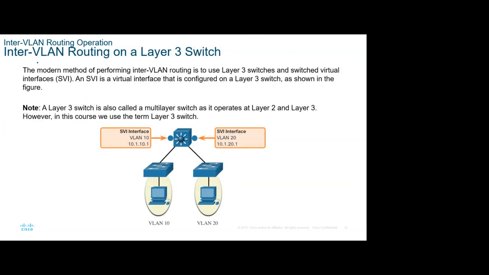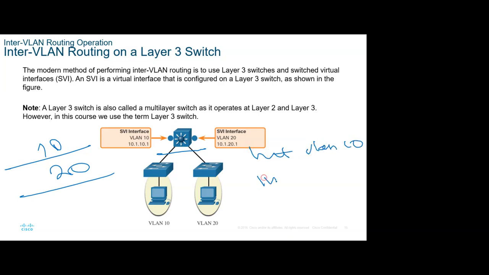Then we have the third one, which is inter-VLAN routing on a layer 3 switch. As you can see, this is our switch, a layer 3 switch. So all we need is, you first create the VLANs. We have 10, then 20. After that, you create the interfaces. They are here: interface VLAN 10, interface VLAN 20. You give them the IP addresses from those specific VLANs.